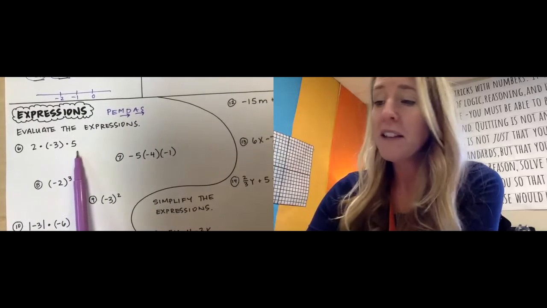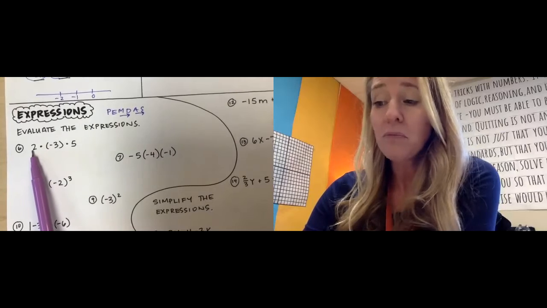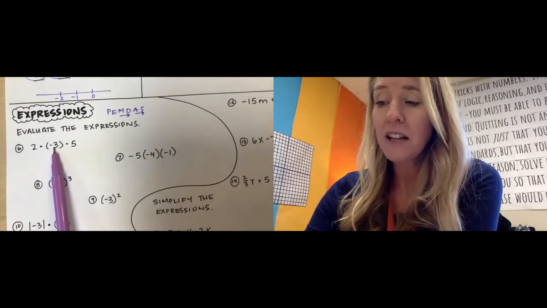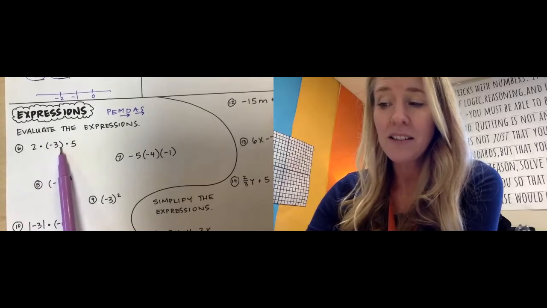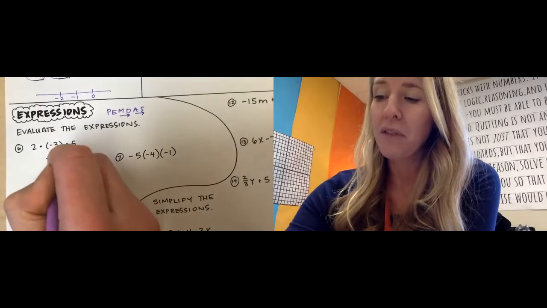When I'm looking at a problem like this, all there is is multiplication. There is a negative right here. So just moving from the left to the right, 2 times -3 is -6. -6 times a +5 is going to be -30, okay?